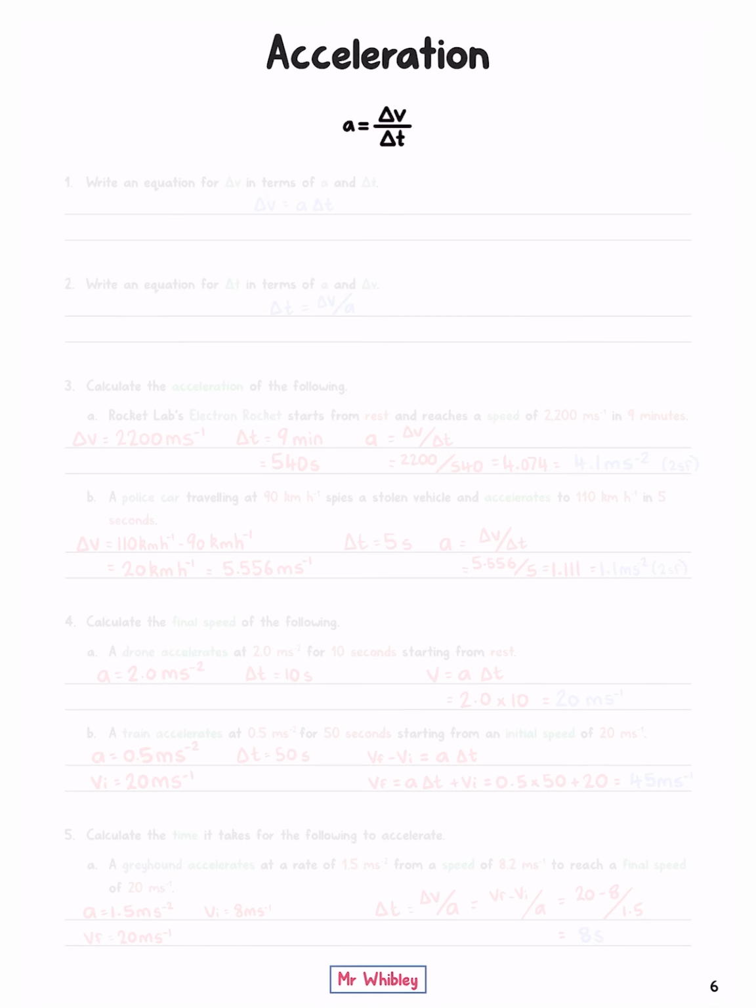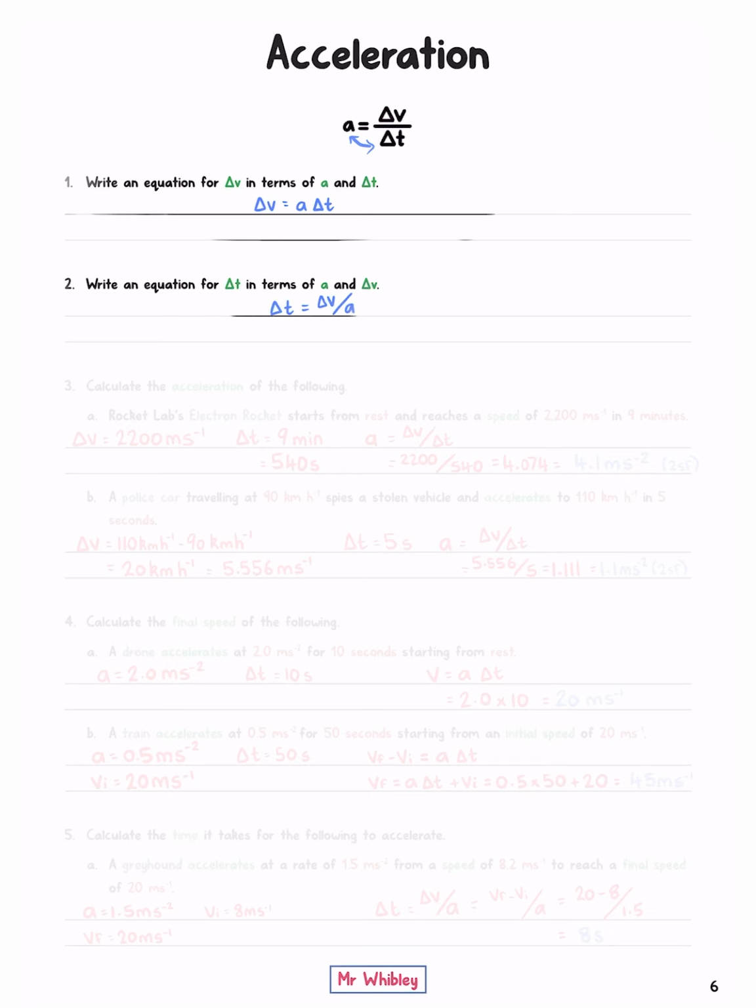Acceleration. Question 1. Write an equation for delta v in terms of a and delta t. Multiplying both sides by delta t and swapping the sides around gives us delta v equals a delta t. Question 2. Write an equation for delta t in terms of a and delta v. We can swap these two around, which gives me delta t is delta v over a.